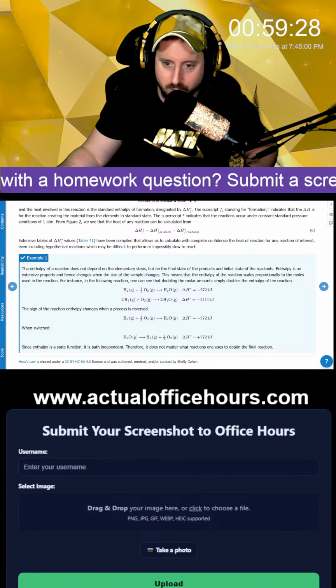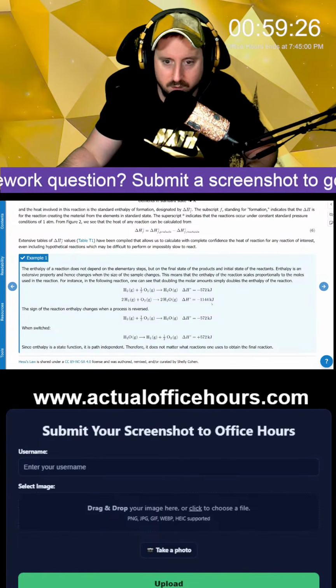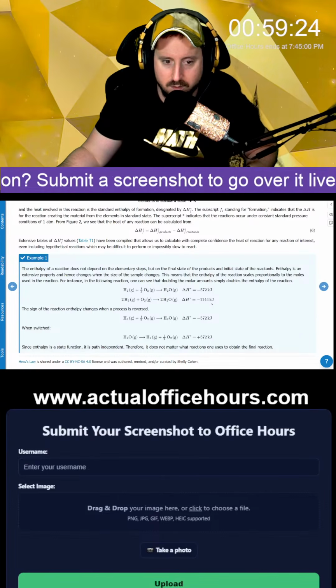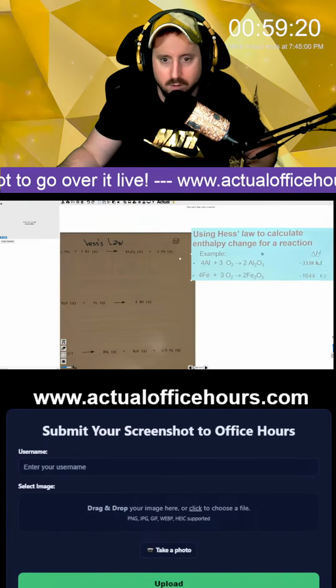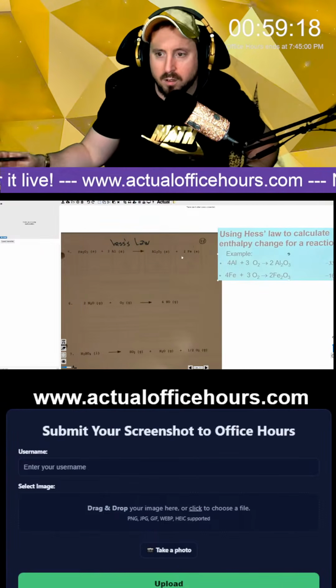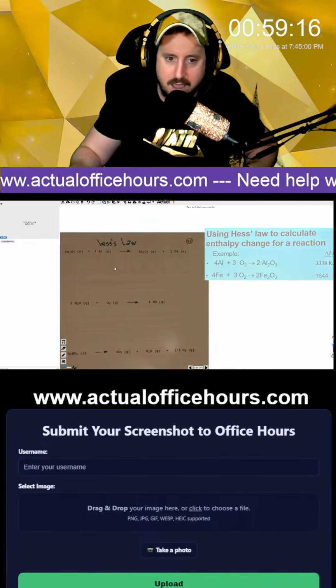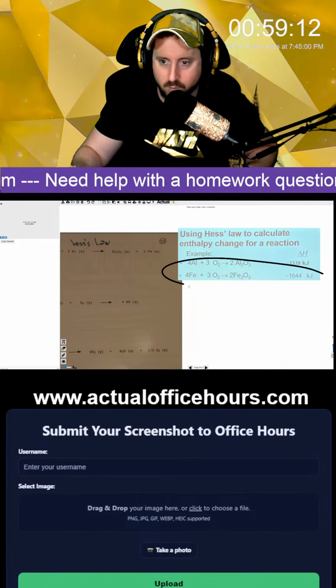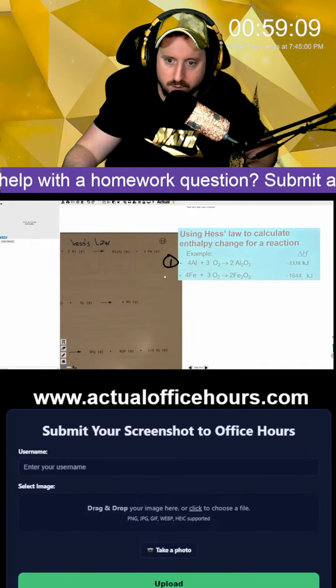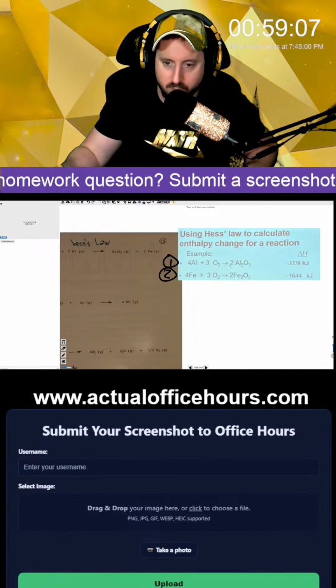Because usually this is what they do. They'll give you two reactions here, and then you figure out what the final one is. So, for instance, this one, you're trying to get Fe2O3 on the left. So that's this one. So let's call this equation 1. This is equation 2. But you want this one flipped.